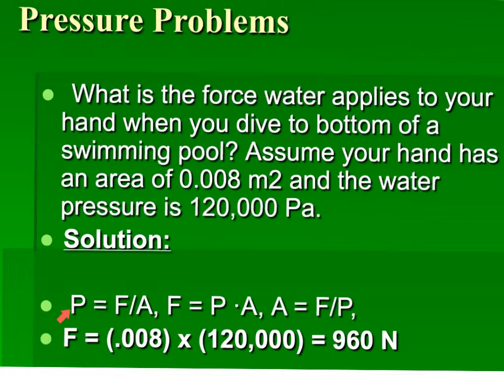force divided by area, and if we plug our numbers in, we will have a pressure of 120,000 pascals. We will have an area of 0.008 with force being our unknown. As we do this, we will see that our force will equal our pressure times our area. And so we will get 0.008 times 120,000, and we would have a force of 960 newtons.